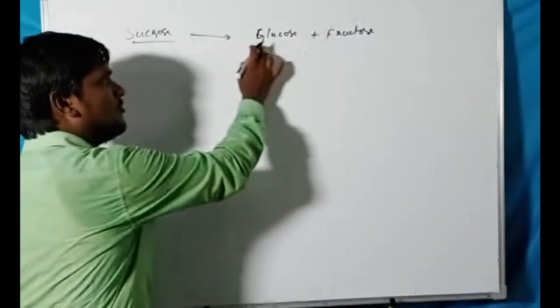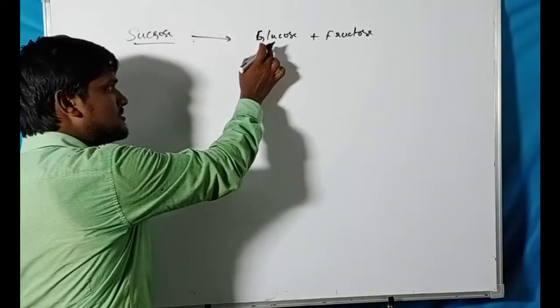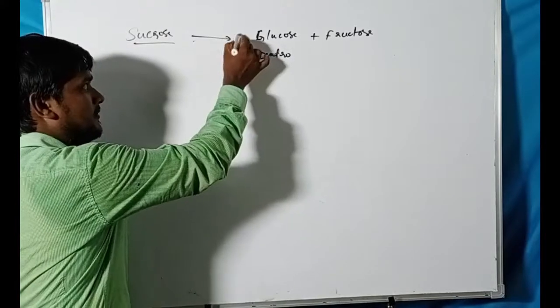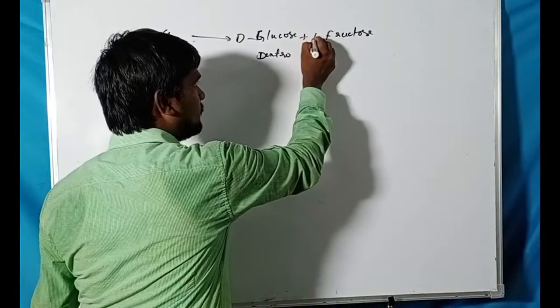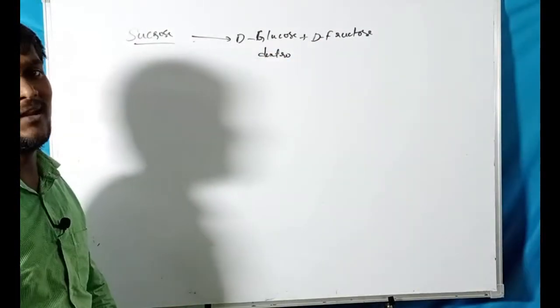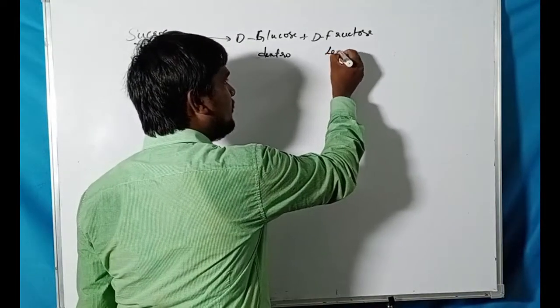In general, glucose and fructose. The glucose in sucrose is dextrorotatory, not the capital D. Both are D configuration: D-glucose and D-fructose. Now here this dextro indicates a small d, that is the rotation of plane polarized light. Fructose is levorotatory.